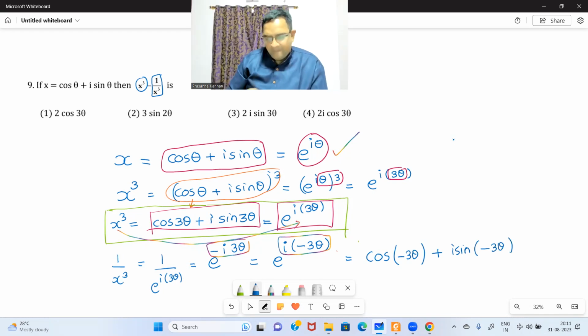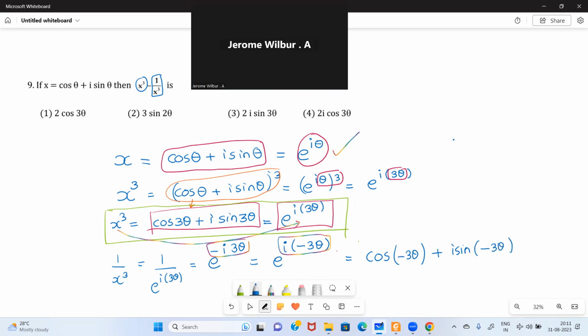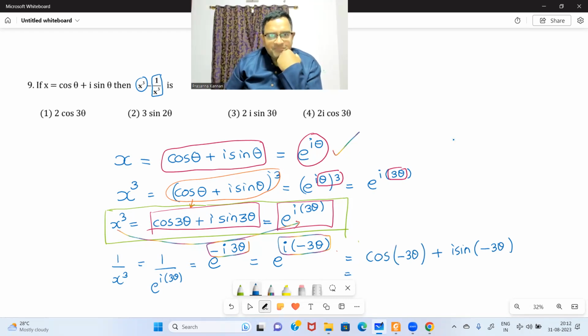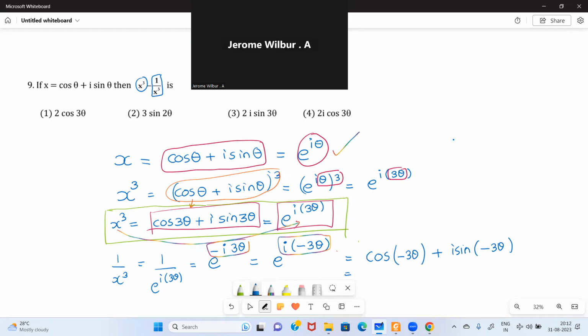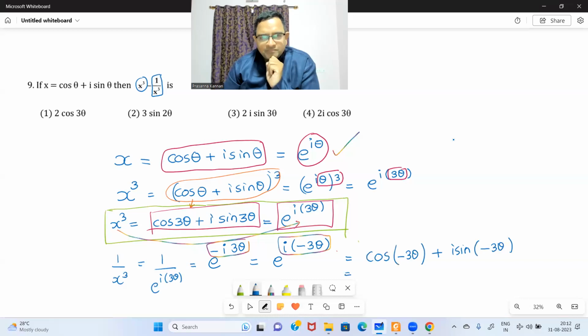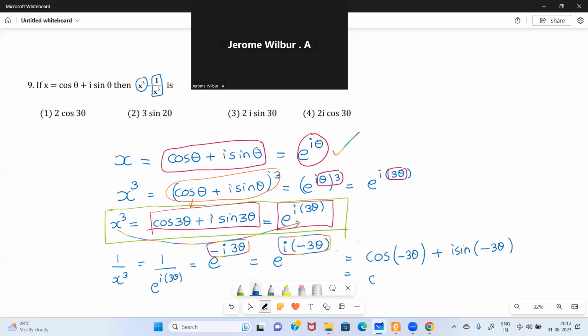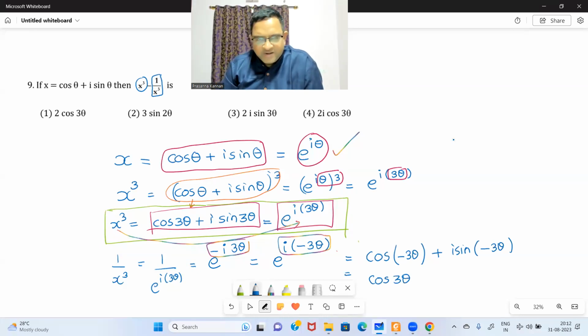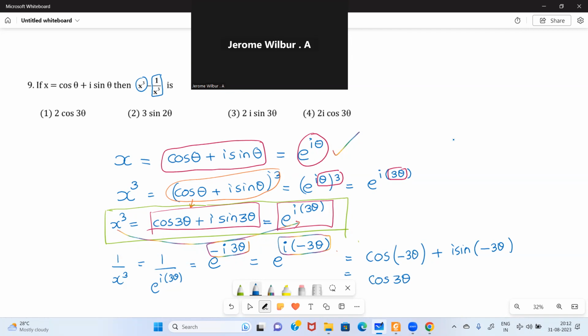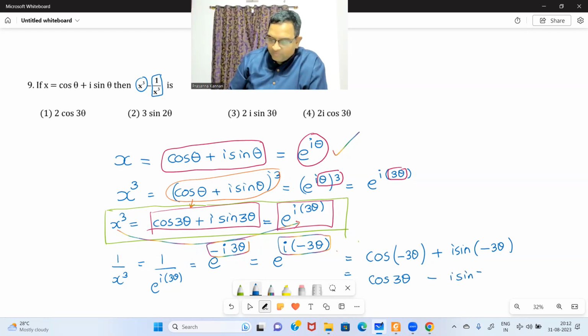Is this clear? Yes, sir. Now, what is cos of minus 3 theta? Cos function is even function or odd function? Even function. So cos of minus 3 theta will be cos 3 theta. Very good. What about sine of minus 3 theta? Odd function, so you will get minus i sin 3 theta. Excellent.